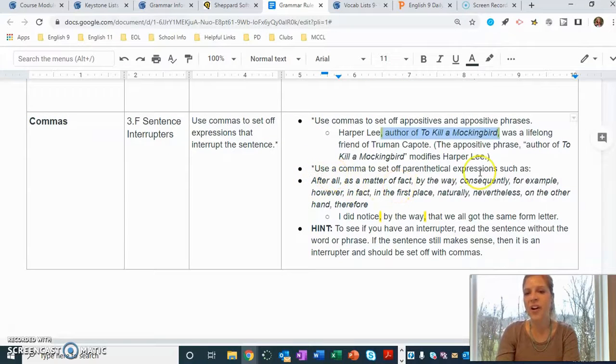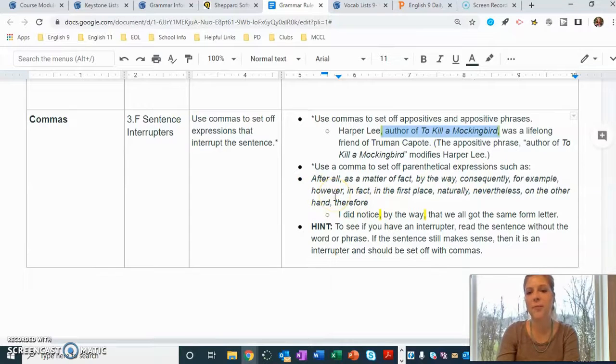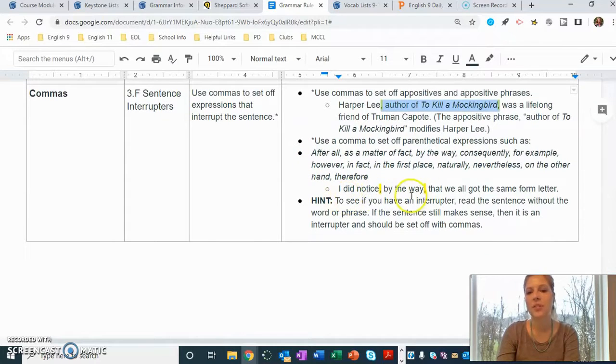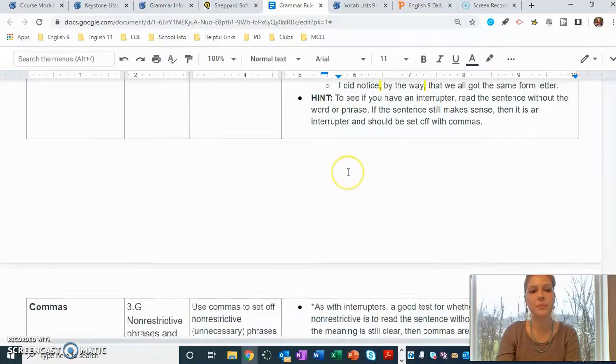Use it to set off parenthetical expressions, such as, after all, as a matter of fact, by the way. So if it looks like a place where you could use parentheses around it, again, you could take the phrase out of the sentence and the sentence would still make grammatical sense. You put commas around it. So I did notice, by the way, or, as a matter of fact, comma, things like that.